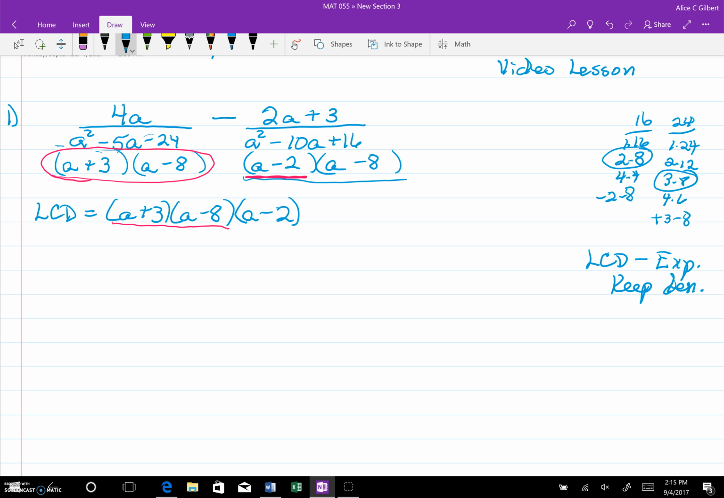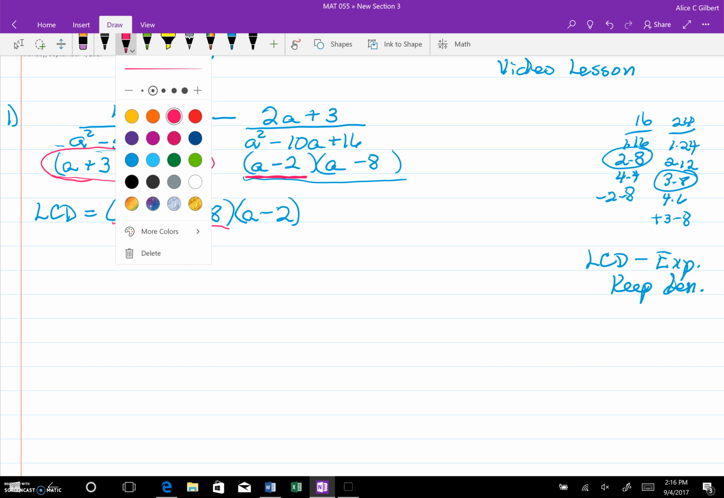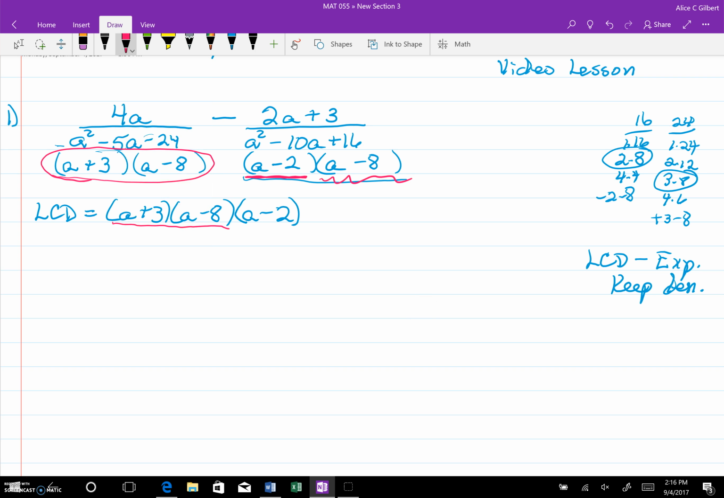If you say add, I guarantee you're going to put a plus there and it will mess you all up. So say I need to include it or multiply it. Don't do what I just did. Okay, and now I'm going to look at this next one, the quantity a minus 8. And look at that, that's already here. So I am done. This is my LCD.